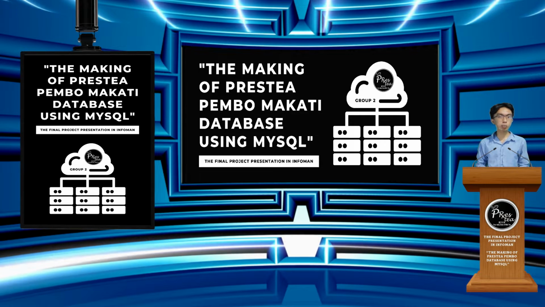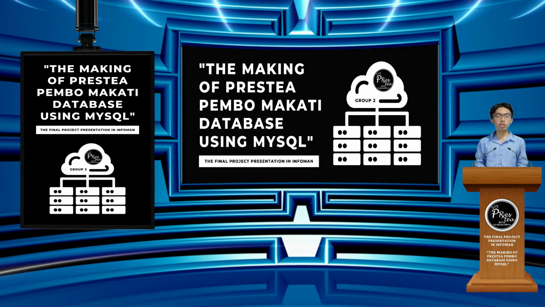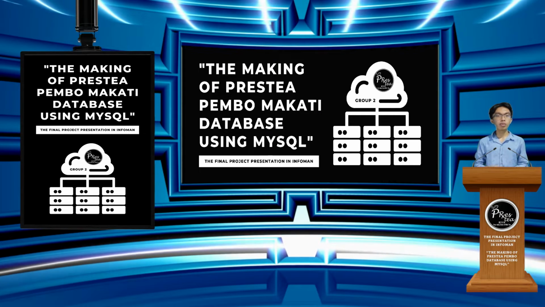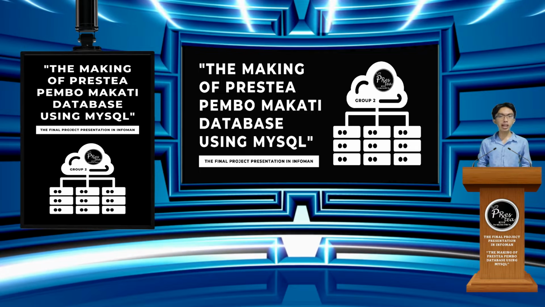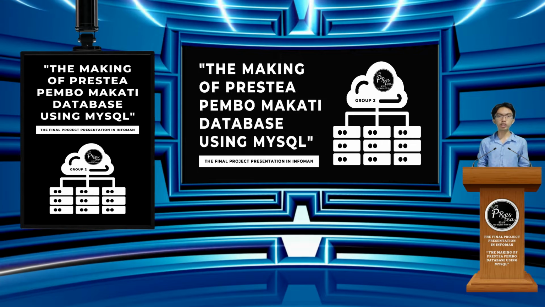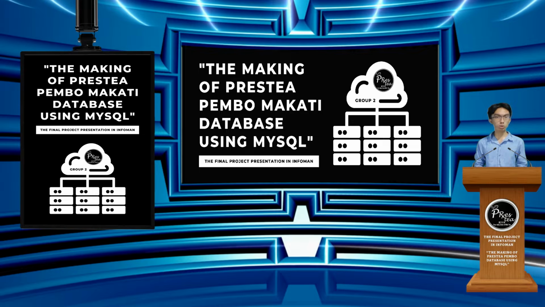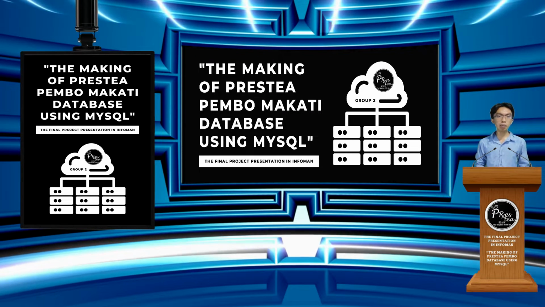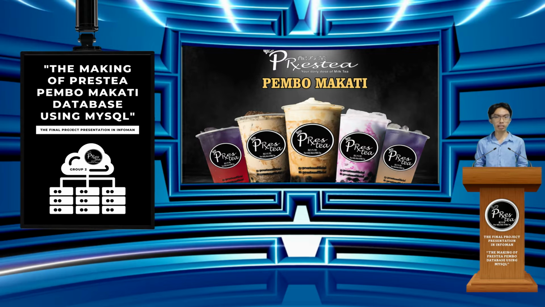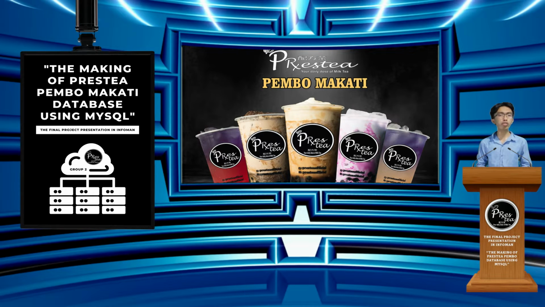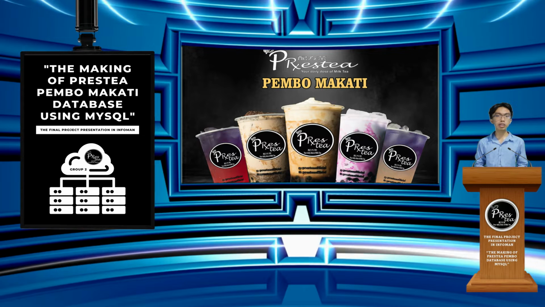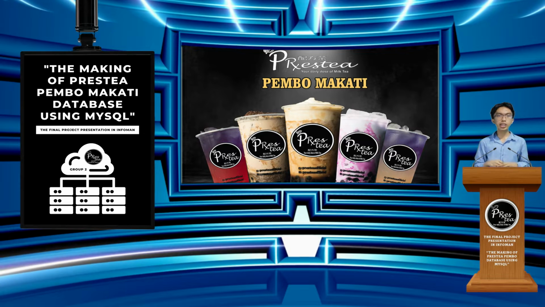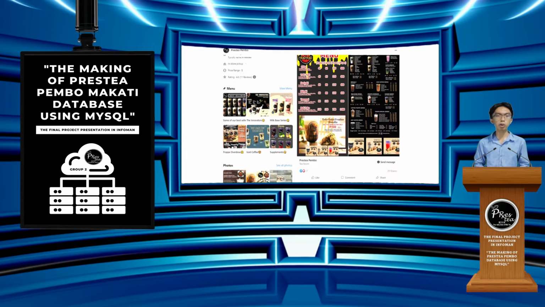This is the final project presentation of Group 2, which is all about making a database using MySQL. Before we start making the database, we first gather information from the business we chose. The business we chose is a milk tea shop named Presti Pembo Makati, located at Block 255, Lot 3, Sampaguita Street, Pembo, Makati City, Metro Manila. They have a Facebook page named Presti Pembo.